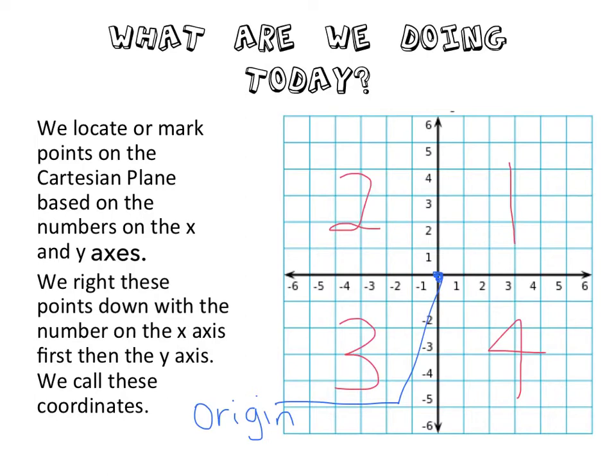Now, what I want you to do is write down these words on this right-hand side here. They say, when we locate or mark points on our Cartesian plane, we do this based on the numbers on the x and the y axes. We write these points down with the number on the x-axis first and then the y-axis. So we write them with the x-axis first and then the y-axis. How we mark these and how we write them, we call those coordinates.